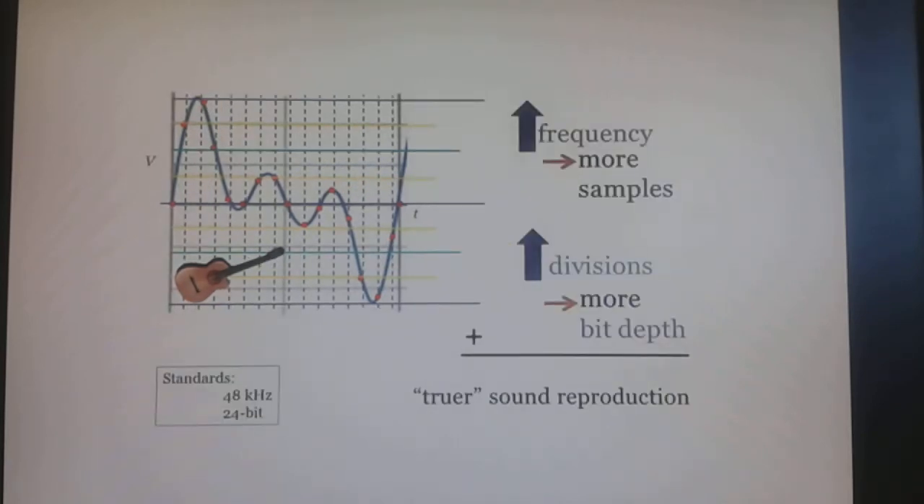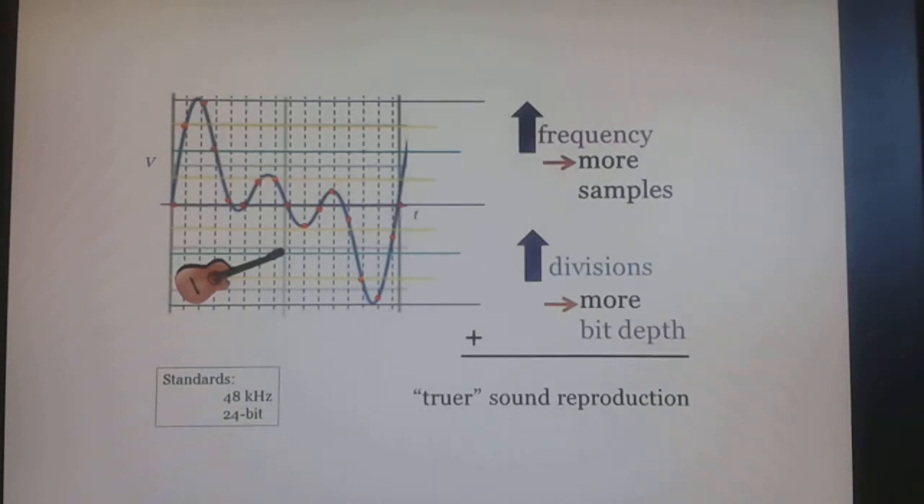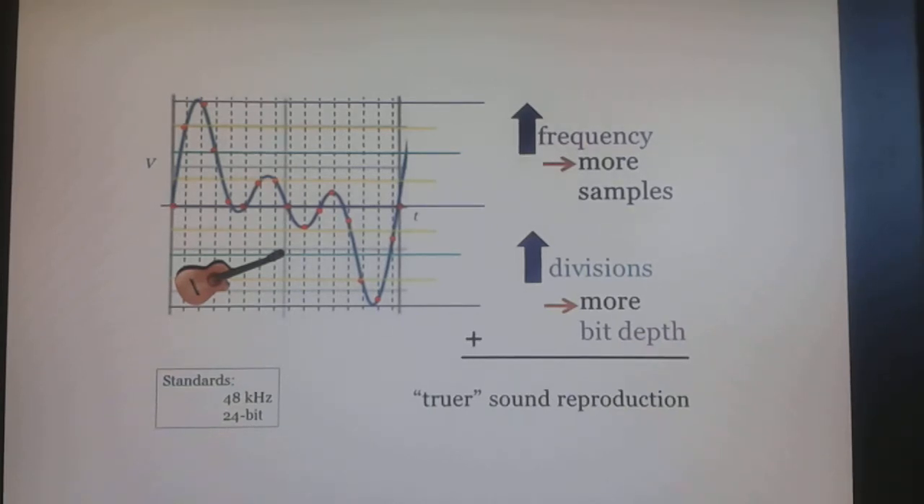When we take a look here, we can see that the frequency rate is splitting things up in one direction, while the bit depth splits the grid up in a different direction. So the higher the frequency, the more samples you get. The more divisions you have going this way, the more bit depth you have, and these two things together lead to true sound reproduction. The industry standards for this are 48 kilohertz for the frequency and 24 bits for the bit depth.